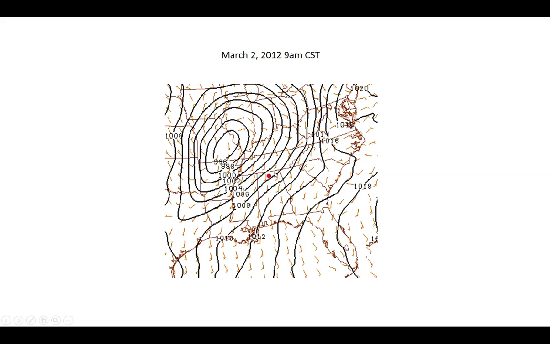And so what that's showing us is there's a greater isallobaric response, or a greater ageostrophic wind component, specifically right in through here. And that's exactly where that severe thunderstorm producing that tornado was ongoing at this time. It just began to develop. So that's interesting. Look for those subtleties.